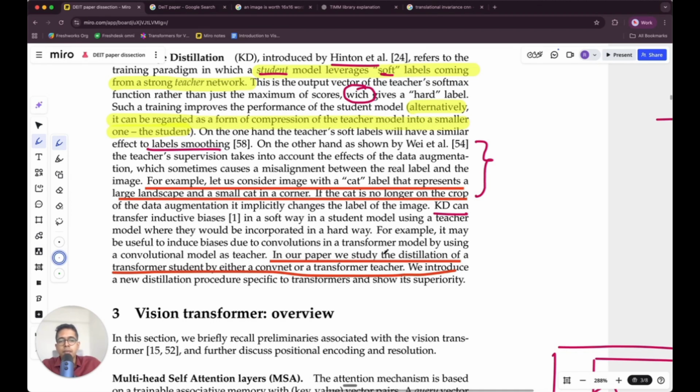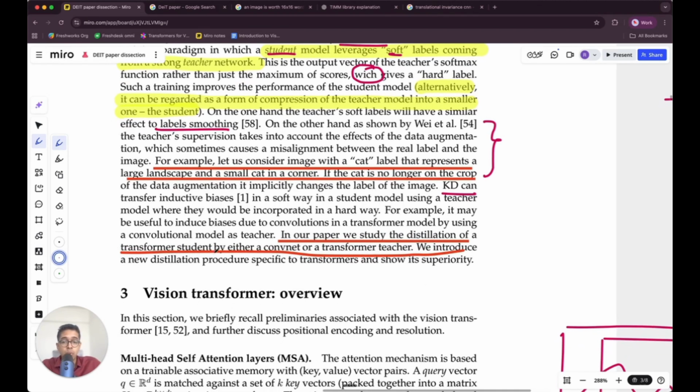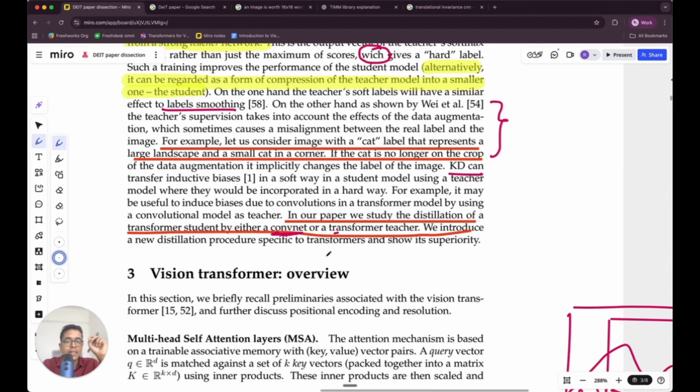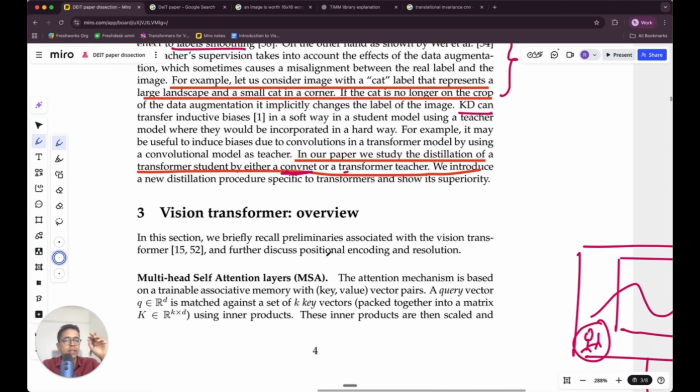In our paper, we study the distillation of a transformer student by either a CNN or a transformer teacher. So either use a CNN like ResNet or use a transformer like a big vision transformer model itself. We introduce a new distillation procedure specific to transformers and show its superiority. That is, in my opinion, the biggest contribution from this paper, the novel contribution: the distillation token. Let's see what that is.